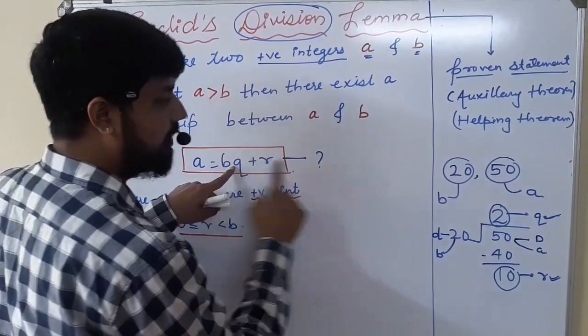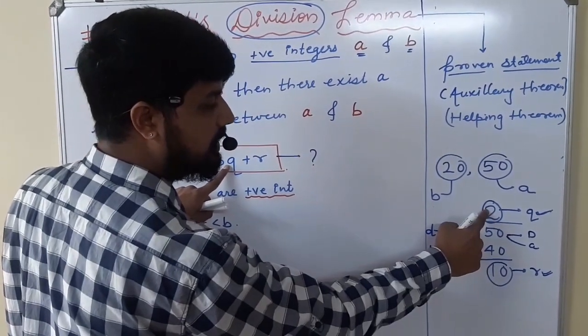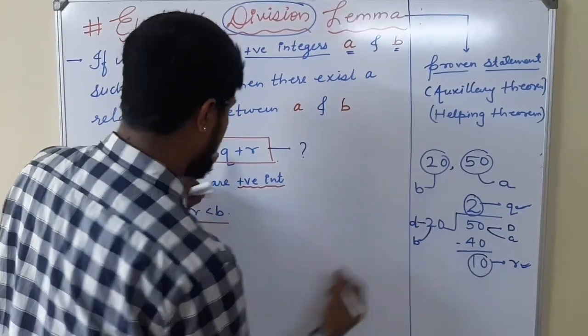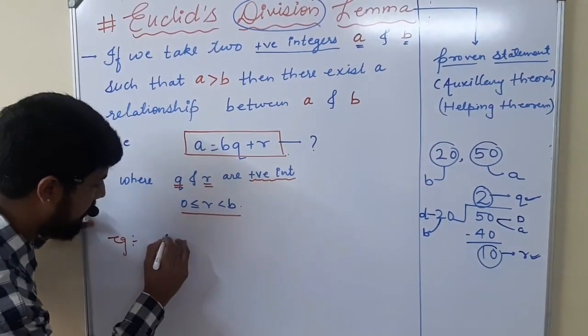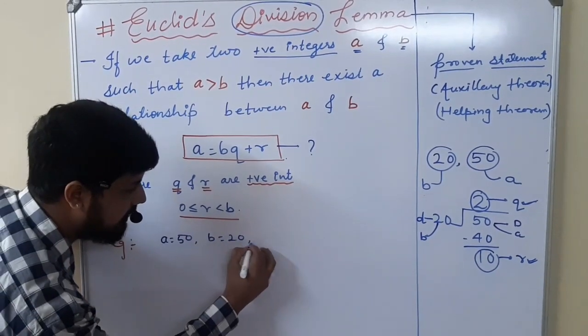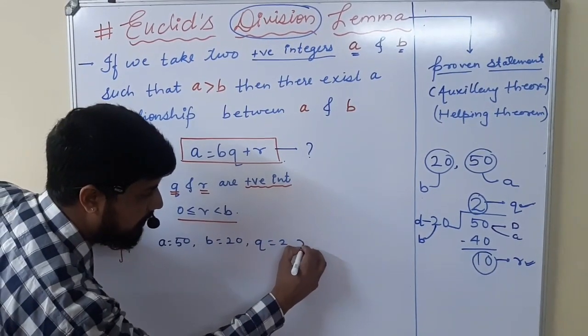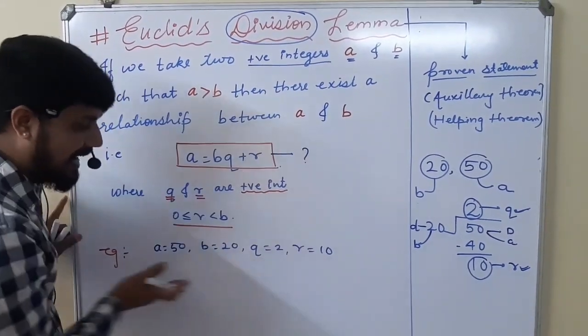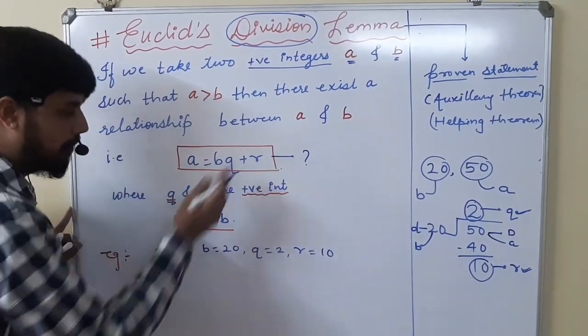Now this q we will get from the quotient. So the value of q is 2 and the remainder r, the value of r is 10. Let me note down all the values. A is equal to 50, B is equal to 20, Q is equal to 2 and R is equal to 10. Now we got all the values. Let's try to express it in this format.